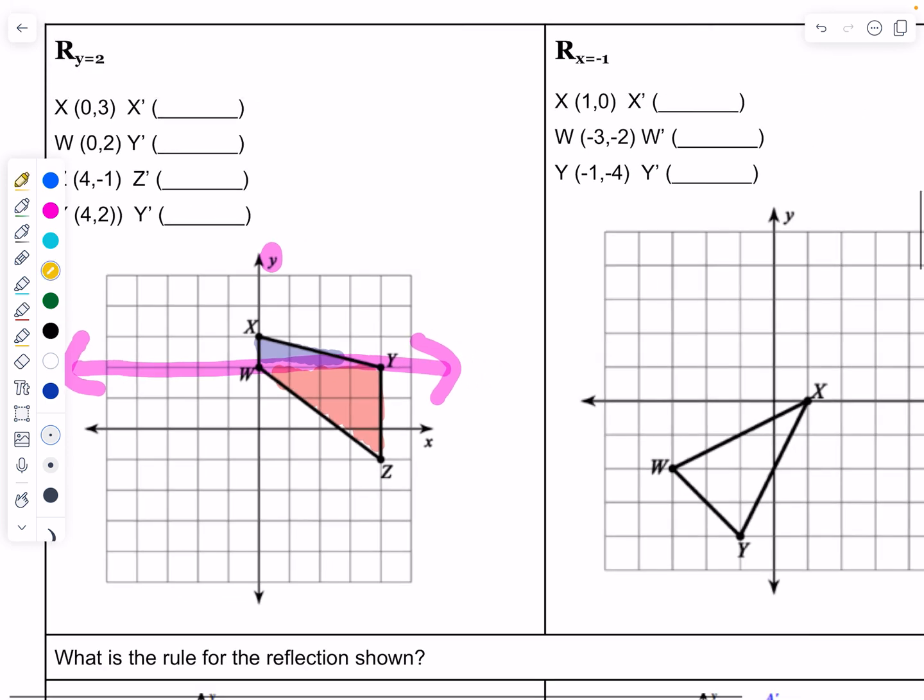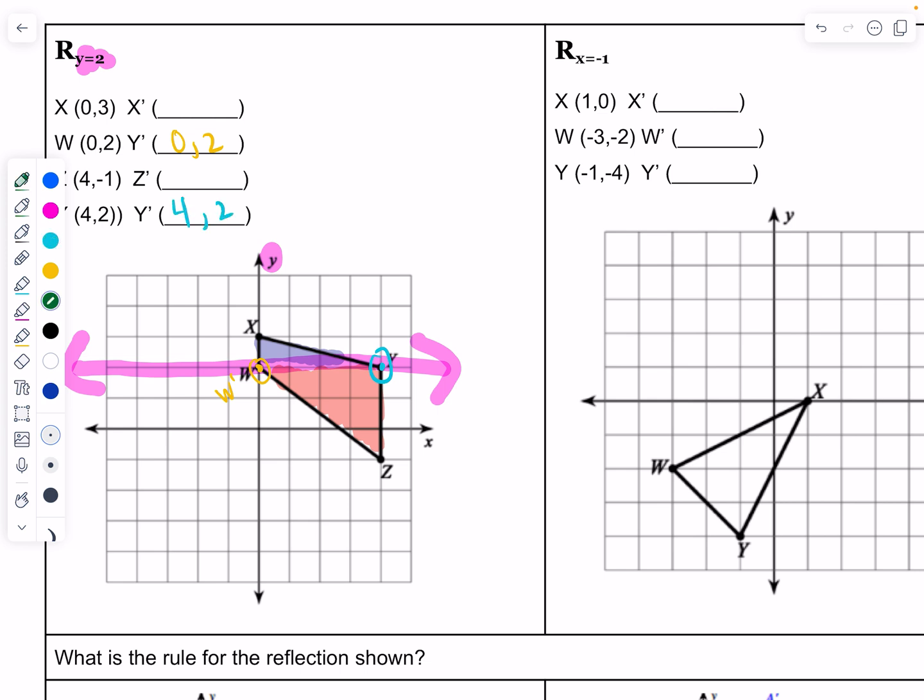So what stays in the same spot for the line y equals 2? We know which one is on the line. Well, we have 2 on the line. W prime is still going to be in the same spot, so that's going to stay in the same spot, 0, 2. Y prime is on the line, so it's going to stay in the same spot. Here is my Y, that is at 4, 2, so that stays at 4, 2.